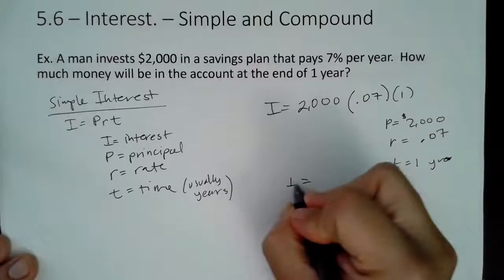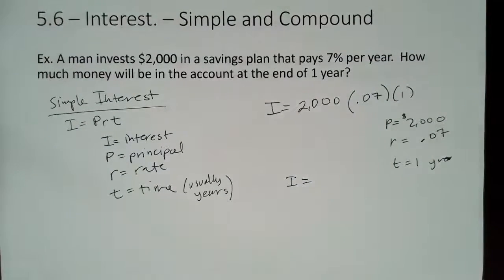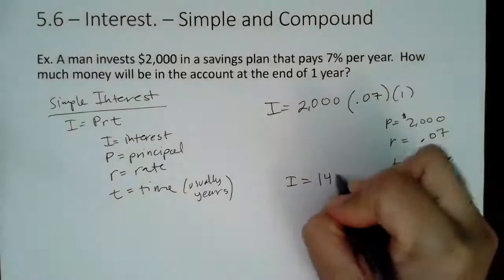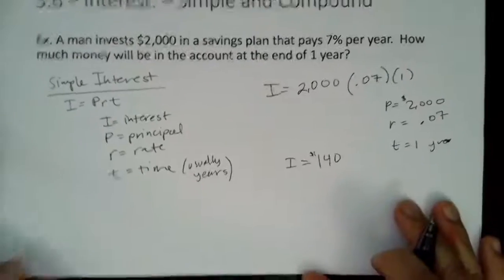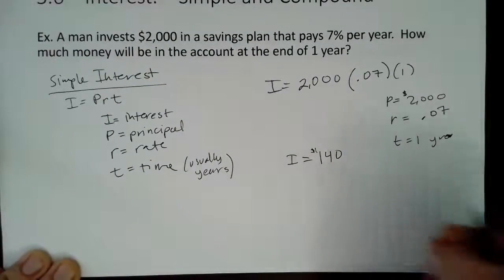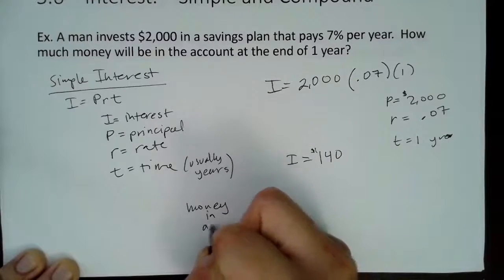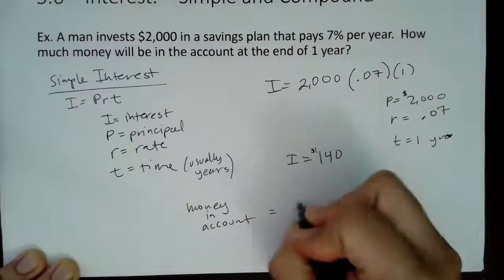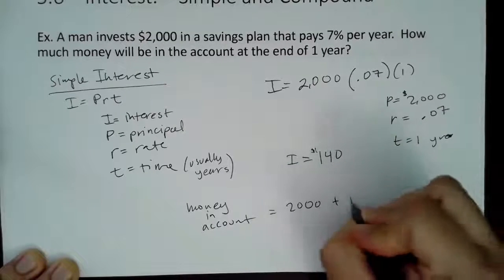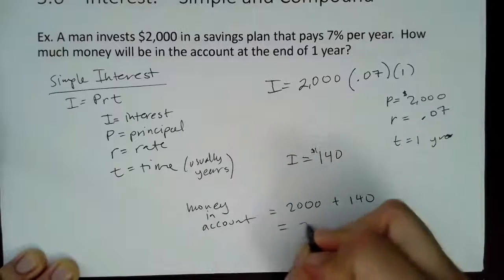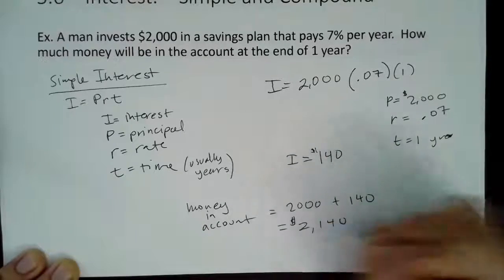So let's go ahead and calculate that. So the interest is, let's see here. So 7% of 2,000 is 140. That's the amount of interest. But then it says how much money will be in the account. So money in the account will be original plus the interest accrued, right? So you have 2,000 plus the 140, and that's going to be $2,140.